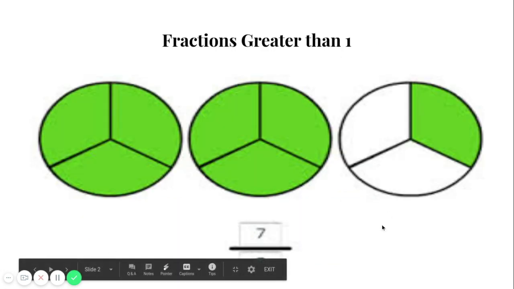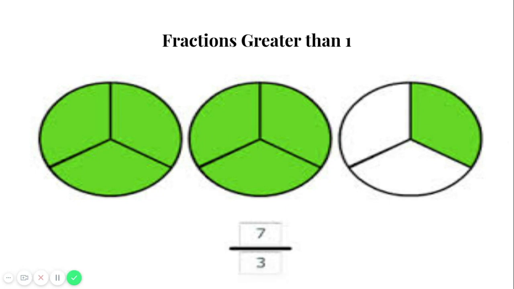Here are some visuals. Let me get that off the screen for a second so you can see the fraction. If we had 3 circles and all 3 of them are divided equally into 3 parts, and we were looking to shade them in to show 7/3, well, we have 1, 2, 3 shaded in here, 4, 5, 6, 7. And so that's how you would show 7/3 with this specific diagram.